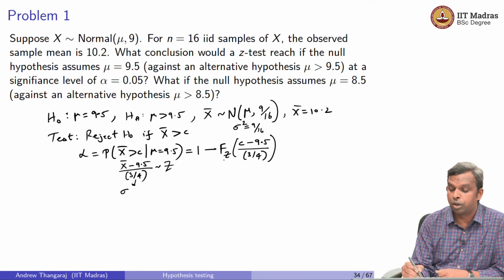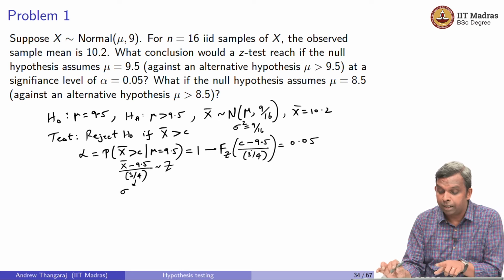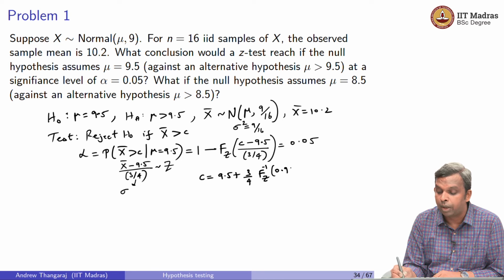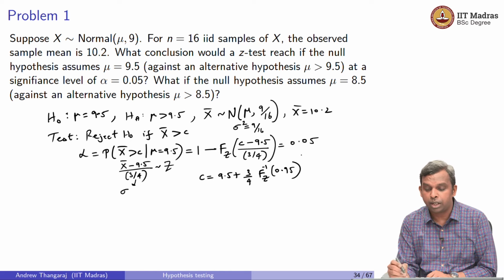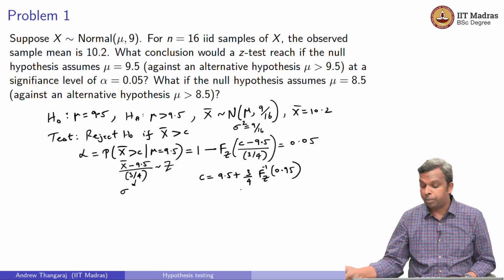Okay, so this is the most important calculation here. So now I need to equate this. Remember, I'm testing at a significance level of 0.05. I want my type 1 error probability to be 0.05. If you rewrite this a little bit, move things around, you will get c equals 9.5 plus 3 by 4 FC inverse of 0.95. Think for a couple of seconds how I got here. Move this to this side, you get 0.95. Take FC inverse, you will get c minus 9.5 by 3 by 4 equals FC inverse of 0.95. Just multiply and add, you will get this.